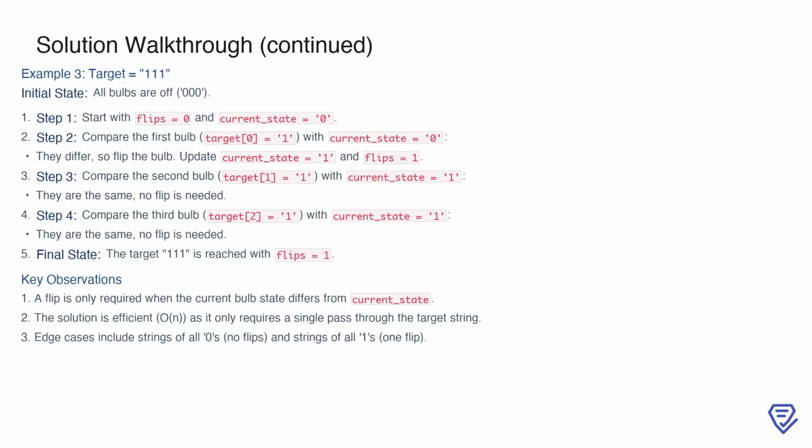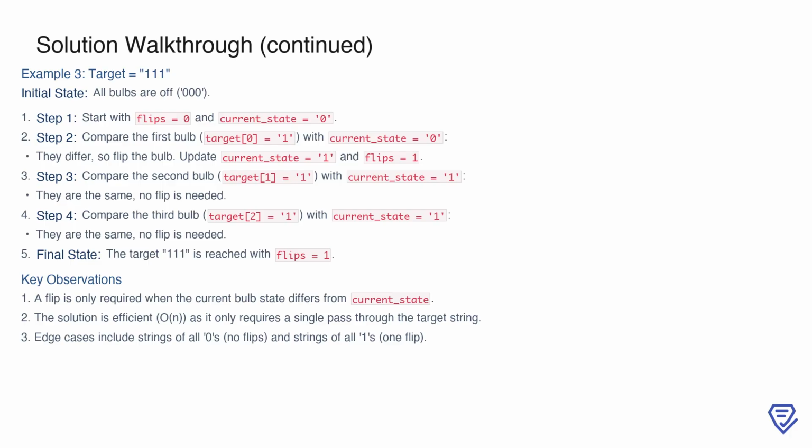In the third example, the target is 111, and we again start with flips set to 0 and current_state is 0. The first bulb in the target is 1, which differs from current_state, so we flip the first bulb, updating current_state to 1 and setting flips to 1.